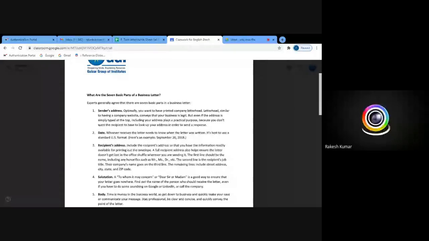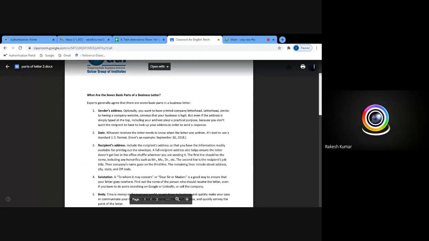Then it comes, they're saying it, the job title of that person: general manager, marketing manager, engineer, mechanical engineer, something like that. Then comes the name of the company, then the address part. So this is how you write down the address of a receiver.